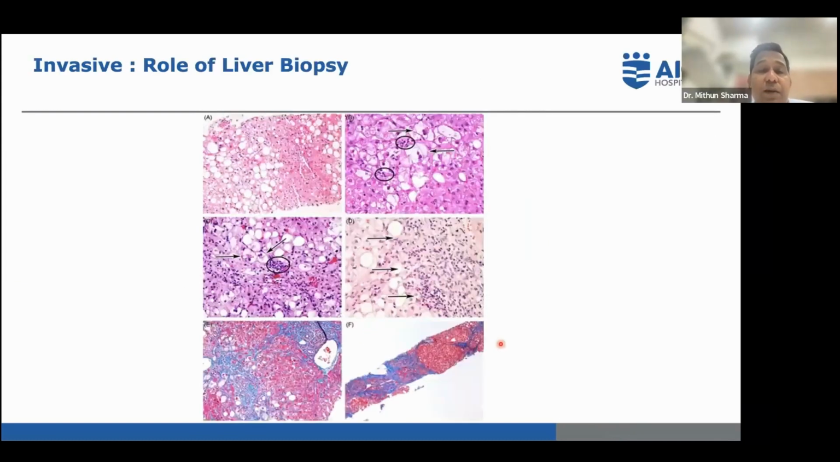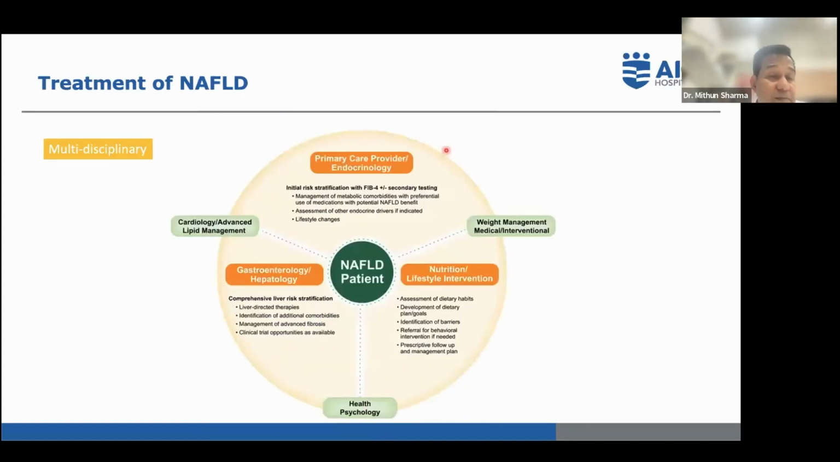The role of liver biopsy is important in a few cases because it can differentiate between simple steatosis, ballooning, inflammation, interface hepatitis, bridging fibrosis, and cirrhosis. These are mostly done in patients where the non-invasive tests are inconclusive or where we are thinking of an alternative diagnosis. My last few slides concentrate on the treatment, what the guidelines say.